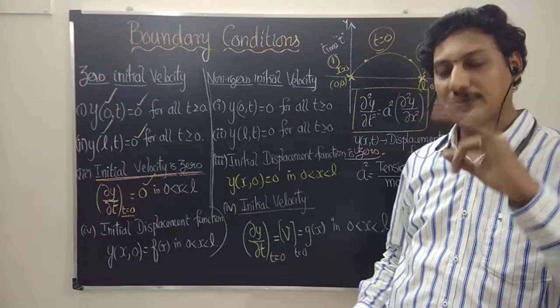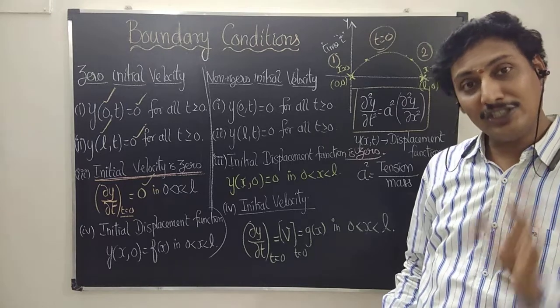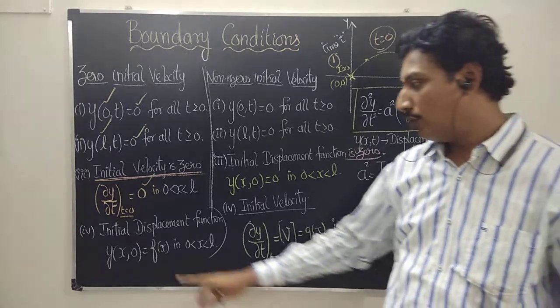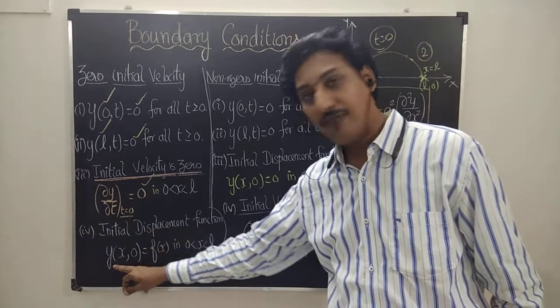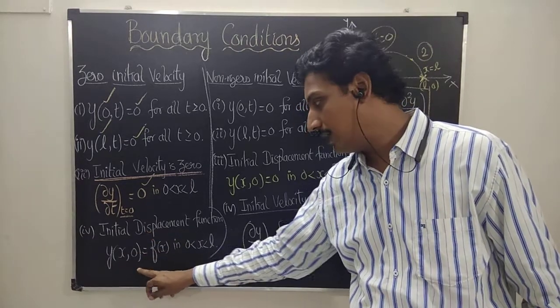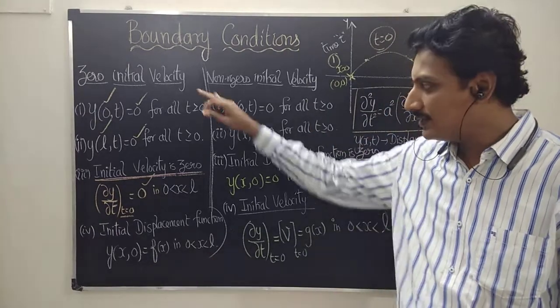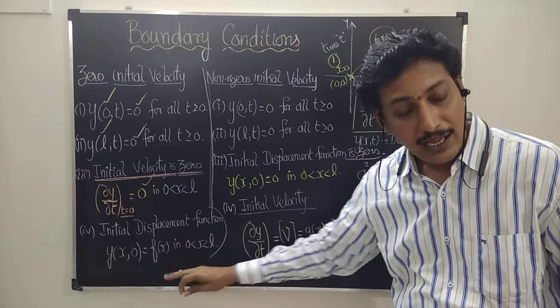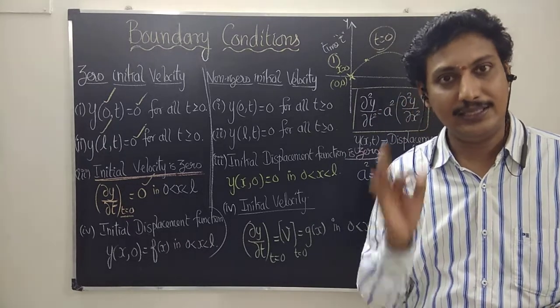So in between 0 and L, at time t equal to 0, the initial velocity 0 is the third boundary condition. And the displacement initially is given. So the fourth boundary condition is the initial displacement function: y(x, 0) equals f(x), where x is in between 0 and L. So these are the boundary conditions under the case of 0 initial velocity.